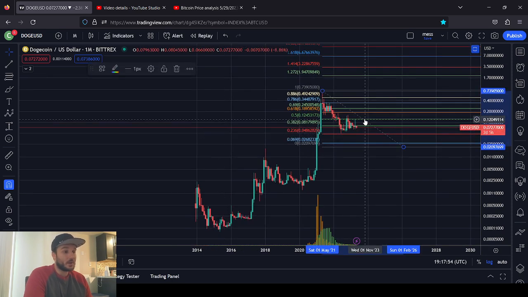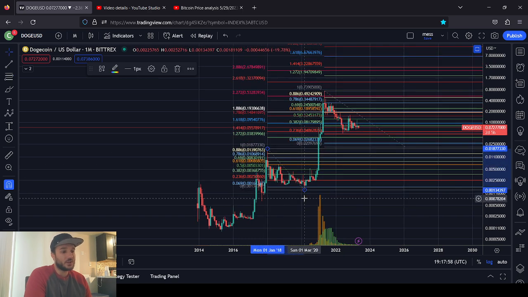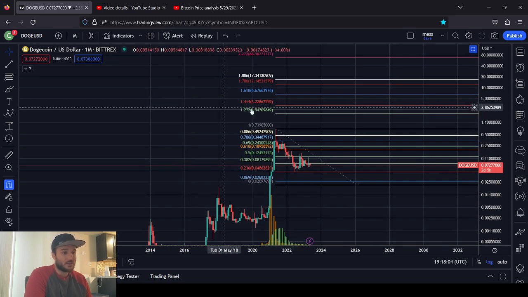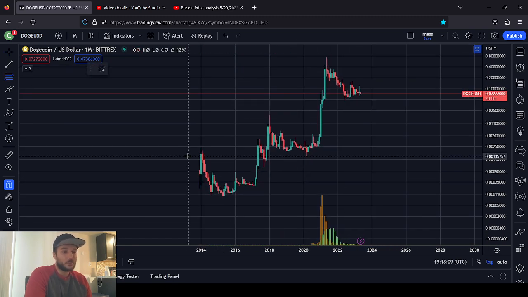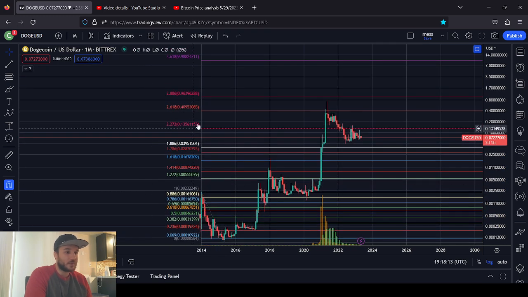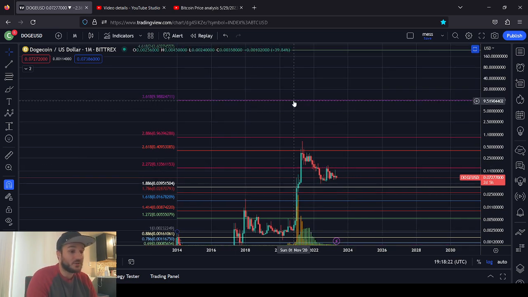Now I'm kind of rubbing the fibs like a crystal ball, using the previous two iterations to identify what's possible. I don't think we're going to go to the 2272. I don't think anything super spectacular like that's going to happen. If we measure from the top here to the bottom, we've even got respect on the 2618 here, the 1618. Maybe we go to the 3618 at almost $10. Maybe we do that. Maybe we don't.